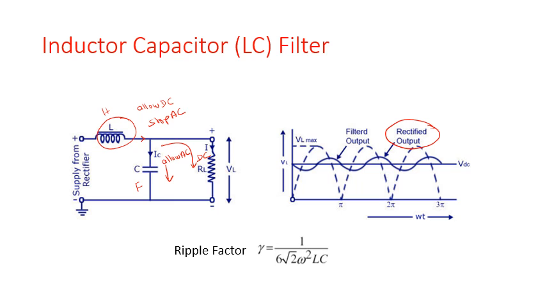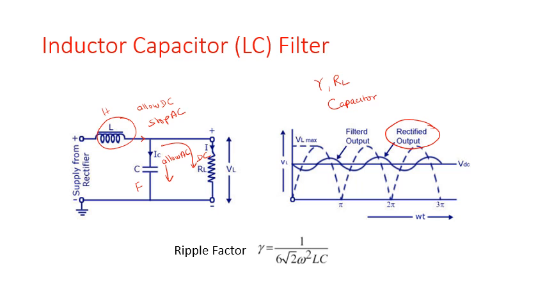So this is what basically happens in a filter. If you've got a capacitor filter, the value of gamma will be given to you, the value of RL will be given to you. You will have to find out the value of the capacitor that you are going to use so that you can build your circuit. Similarly, if you're going to build an LC filter.